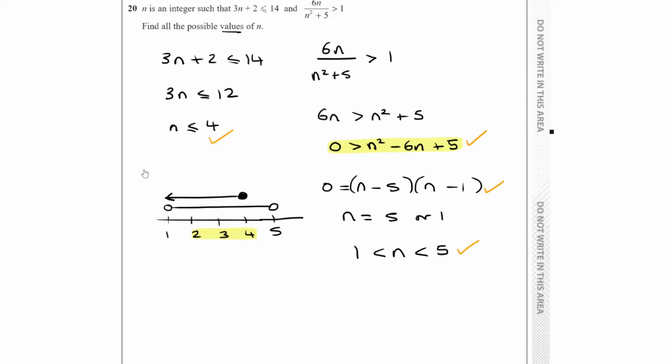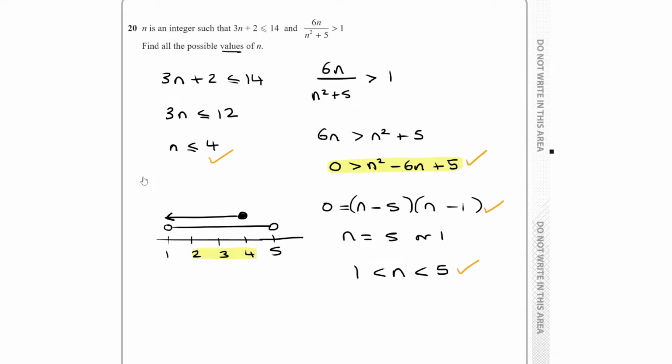Now, this one hasn't asked, you still see the question? This one hasn't asked for an inequality as an answer. It's asked for all the possible values of n, the actual values. We want a list. So sometimes they ask for a set of values. That means an inequality. In this case, they've asked just for literally the values. So which values does it include?